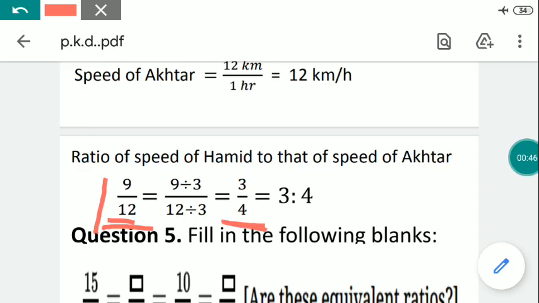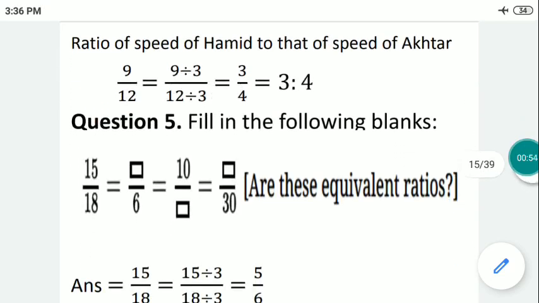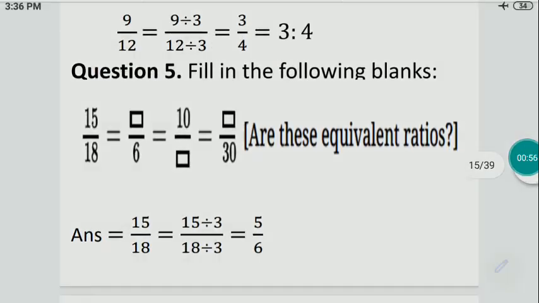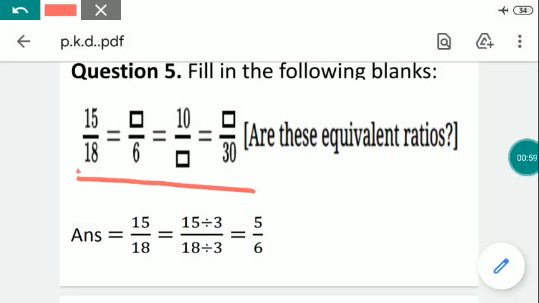In terms of ratio, it can be written as 3 as to 4. Now question number 5. Fill in the following blanks. We have to fill these blanks, and in brackets are these equivalent ratios. We know that to show that ratios are equivalent, it is the same as showing that the fractions are equivalent. Okay, so first, 15 by 18.